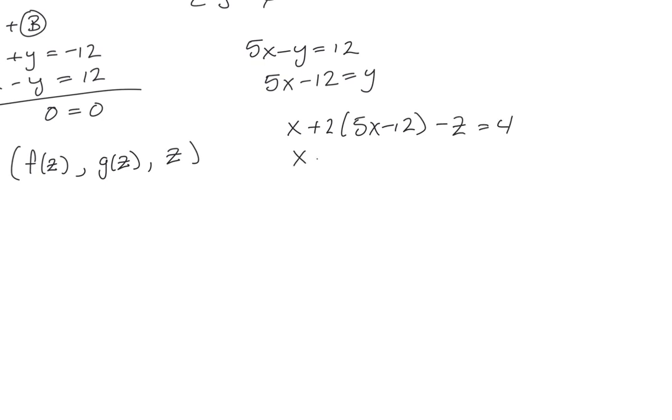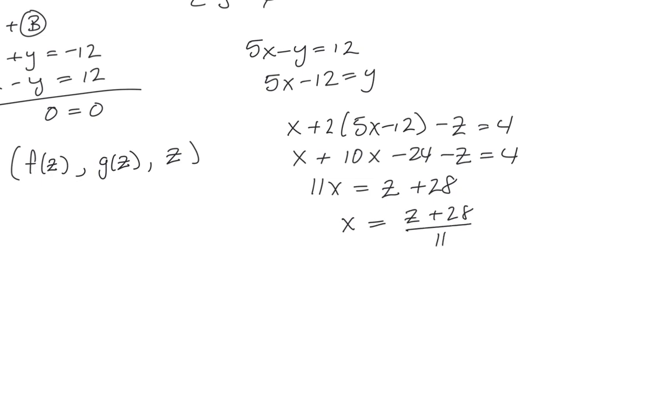So I'm going to have x plus 10x minus 24 minus z is equal to 4. So I'm going to move everything but the x's to one side, so I get 11x is equal to a positive z plus 28, adding 24 to both sides and adding z to both sides. So x is going to be (z plus 28) over 11.